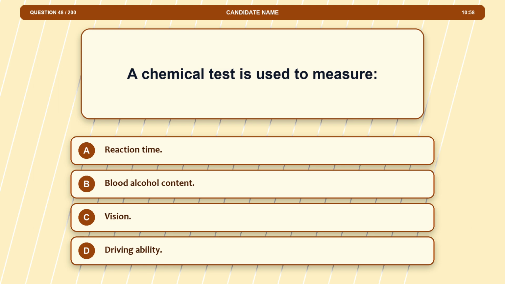Question 48. A chemical test is used to measure: Option A, reaction time. Option B, blood alcohol content. Option C, vision. Option D, driving ability.